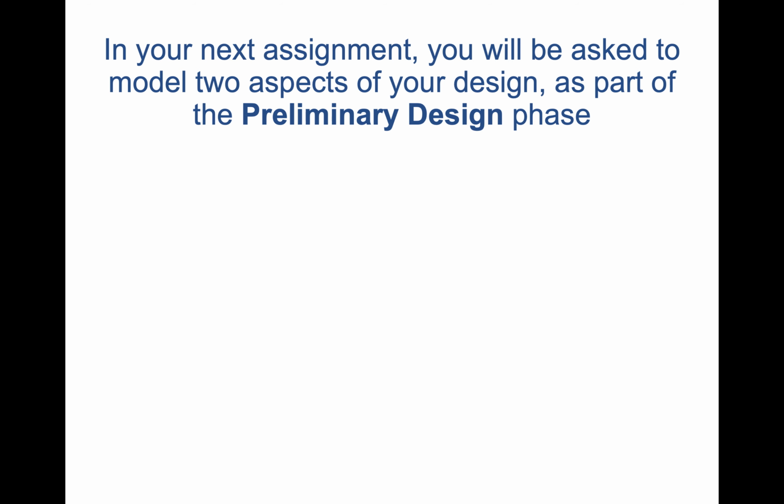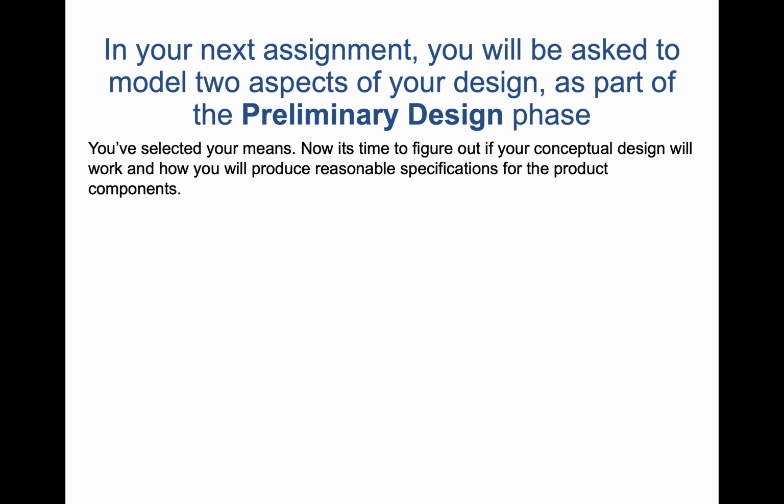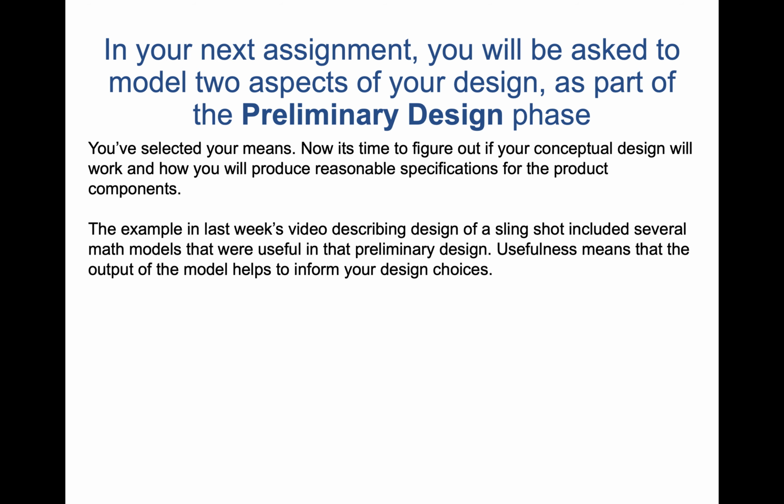In your next assignment, you'll be asked to model two aspects of your design as part of the preliminary design phase. We're done with the conceptual design, which means you've selected your means, and now it's time to figure out if your conceptual design will work and how you'll produce reasonable specifications for the product components. The example in last week's video describing design of a slingshot included several different math models that were useful in preliminary design. Useful means that the output of the model helps to inform your design choices.